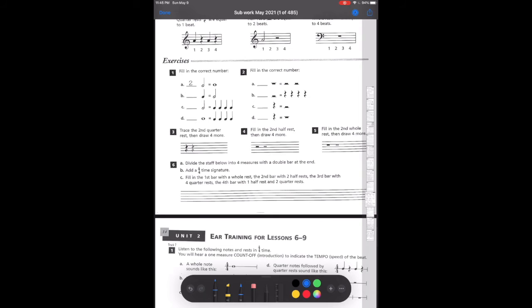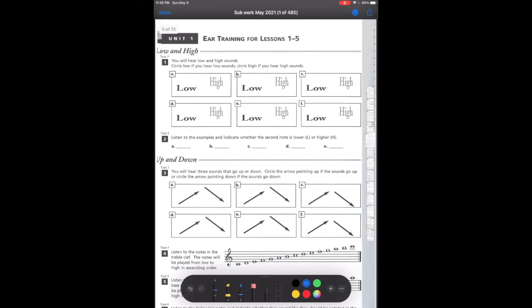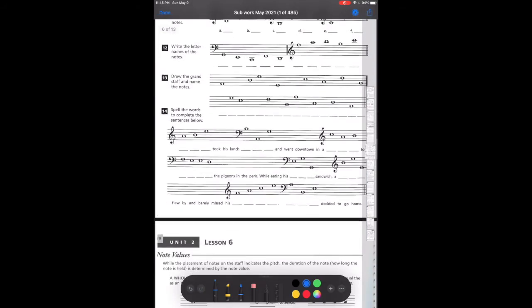Trace the second quarter rest, then draw 4 more. So we're going to trace this one and then draw 1, 2, 3, 4 more. Fill in the second half rest, so like colored in better than I just did, and then draw 4 more. So 1, 2, 3, 4. Fill in the second whole rest, and then draw 4 more. 1, 2, 3, 4.